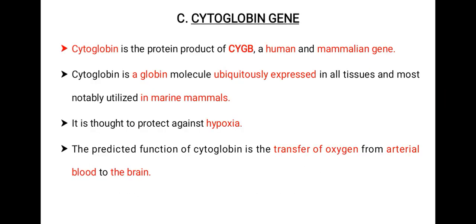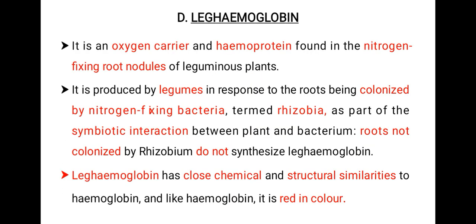And the cytoglobin gene. Cytoglobin is a protein product of CYGB, a human and mammalian gene. Cytoglobin is a globin molecule ubiquitously expressed in all tissues and mostly utilized in marine animals. It is thought to protect against hypoxia. The predicted function of cytoglobin is the transfer of oxygen from arterial blood to the brain.